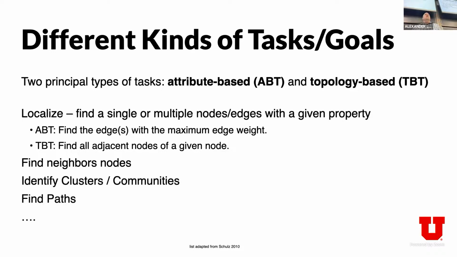A topology-based task would be anything that's concerned with the connectivity, the topology of the network. So pathfinding is a topology-based task. They then divide this up into localize, find neighboring nodes, identify cluster communities, and find path. Localize is about finding a single or multiple nodes or edges with a property. An example for an attribute-based task would be to find the edges with the maximum edge weight. An example for a topology-based task would be to find all adjacent nodes of a given node.